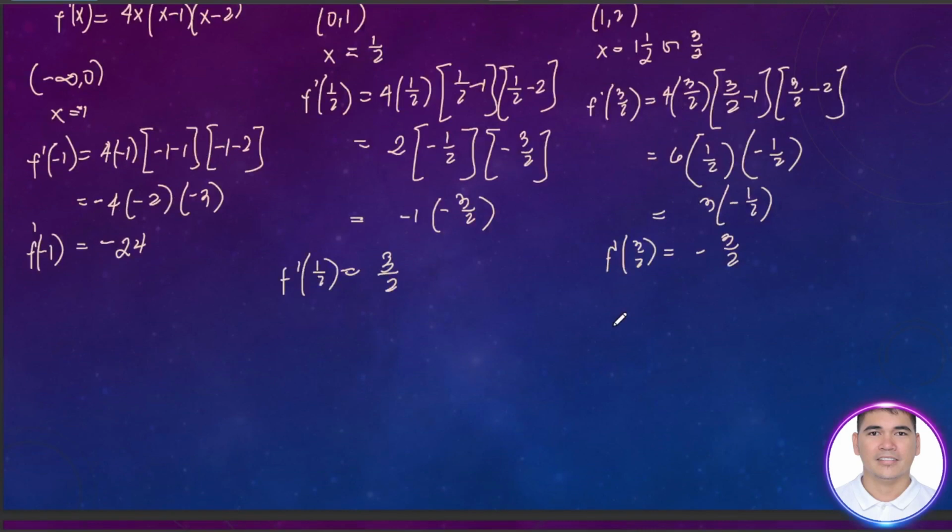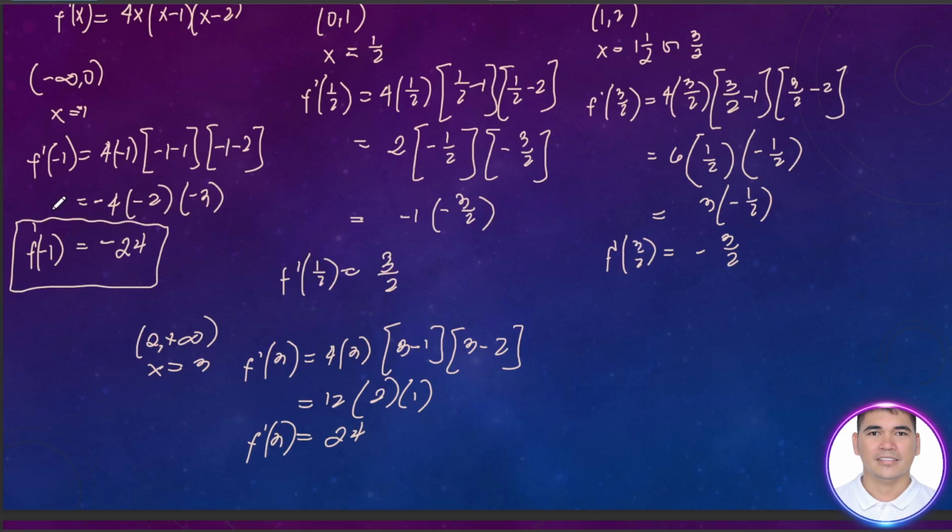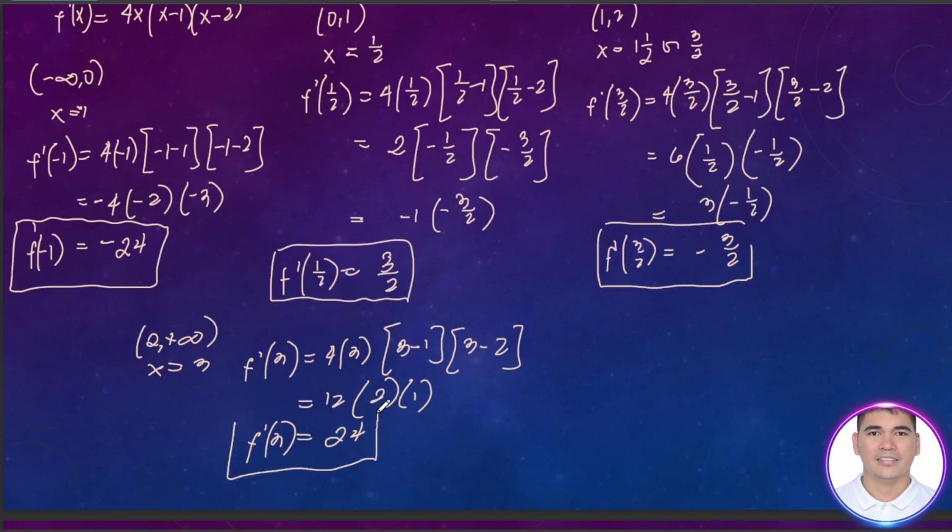And then the last one is 2 and positive infinity. So our x here, we have 3. So 4 times 3, 3 minus 1, and then 3 minus 2. We get 12, we have 2, we have 1. So we get 24. So here we have negative 24, positive 3/2, negative 3/2, and then the last one is positive 24.